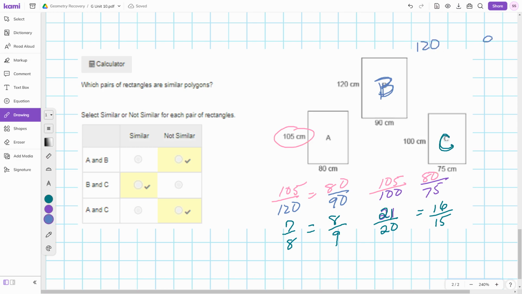120 and 90, and I want to compare that to 100 and 75. And I get, you hear my calculator ticking away in the background there because I'm using it, 6 over 5 for both. So 6 over 5 is equal to 6 over 5. And that's how they determine which ones are similar. So A and C are not similar because their proportions are not the same. B and C are similar because their proportions are the same.